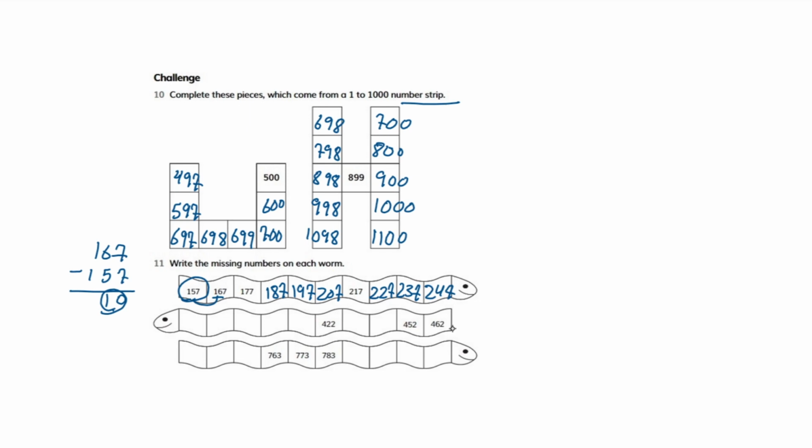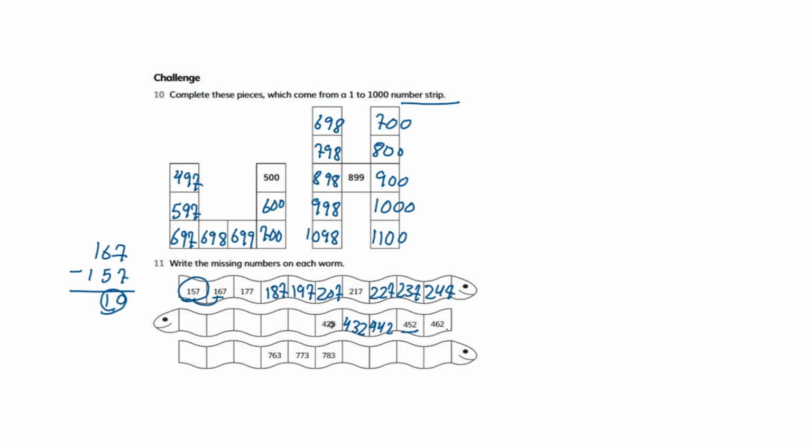The second worm moves from right to left. So we have 462 on the right, and to the left of it we have 452. Each time we have to subtract 10 from the previous number to get the next number. Now 462 minus 10 is 452. 452 minus 10 will be 442. 442 minus 10 will be 432. 432, over here is given 422.